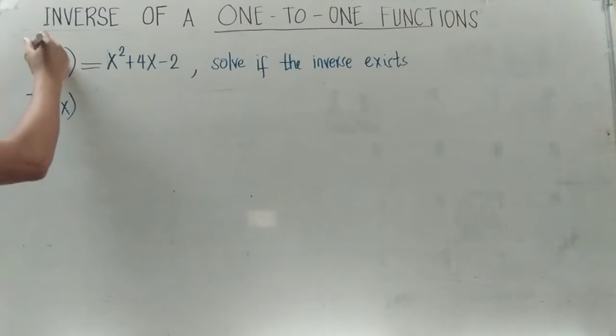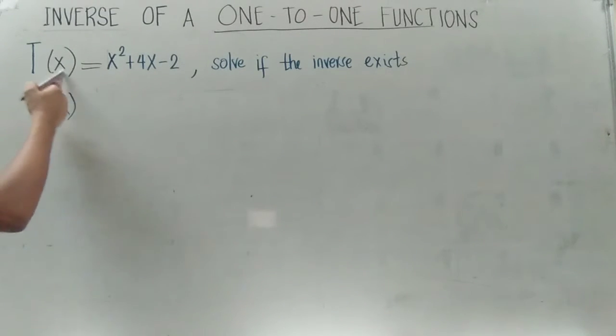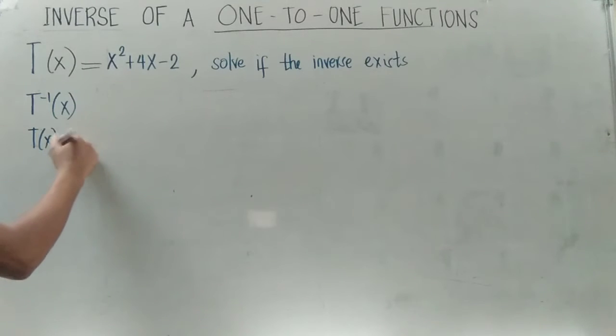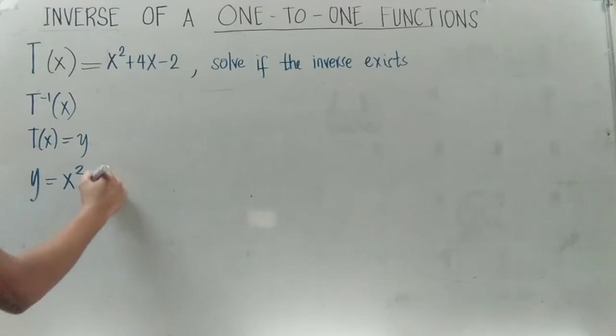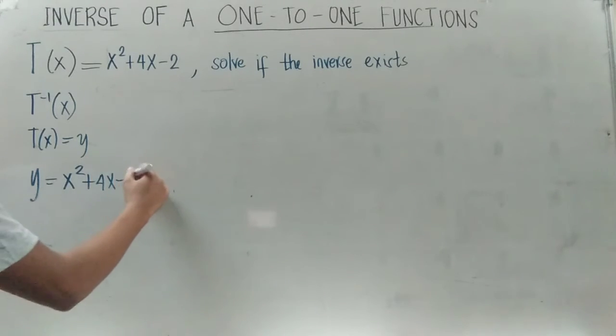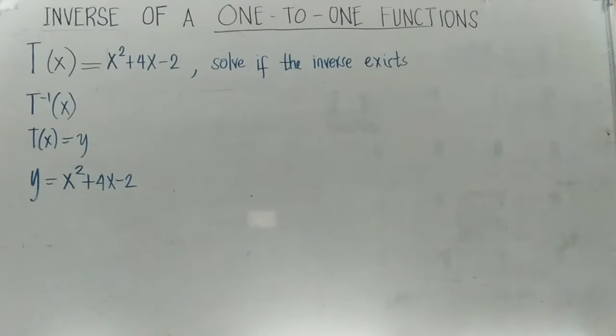So, solving it the fastest way we can, t of x will be equal to y. Therefore, y is equal to x squared plus 4x minus 2. Okay? The next step is to interchange your range and domain. So your y will become x and your x will become y. Okay, just copy the form. Then, isolate y on the other side of your equation.